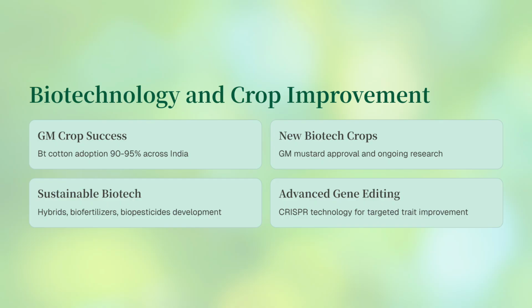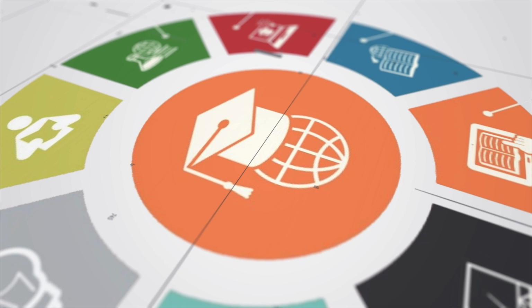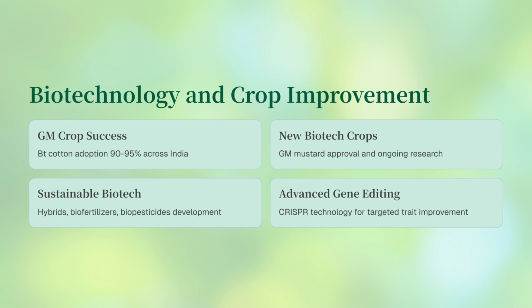Thirdly, biotechnology and crop improvement techniques hold significant potential. While India saw immense success with genetically modified Bt cotton, there remains cautious optimism regarding GM crops. Recent approval of GM mustard signals potential openness to biotechnological innovation that could yield drought resistant, flood tolerant and nutritionally enhanced crops through gene editing methods like CRISPR.